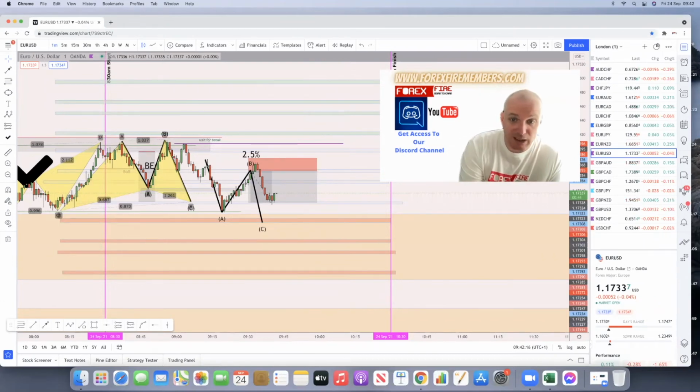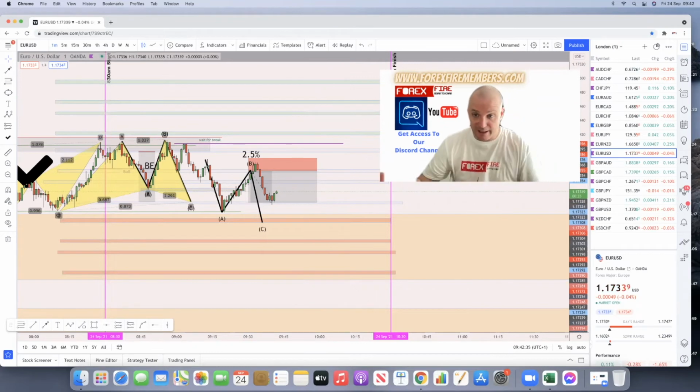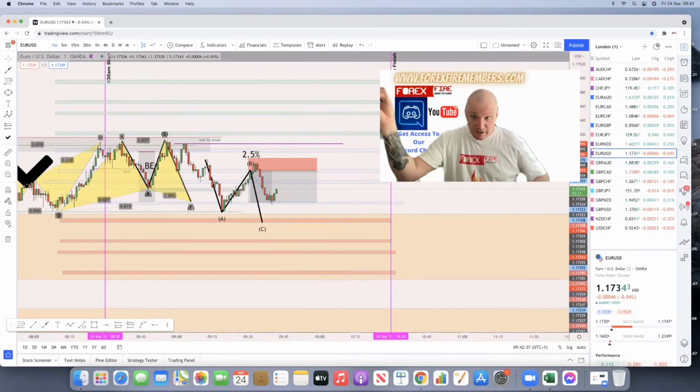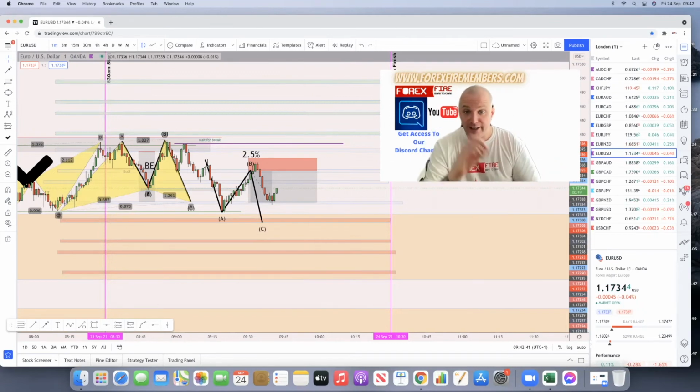Once you get to a level where you can understand structure, once you get to a level where you understand patterns, once you get to a level to understand an order block sort of entity, all these sort of things, it's like a jigsaw piece. They just drop and slot into place.